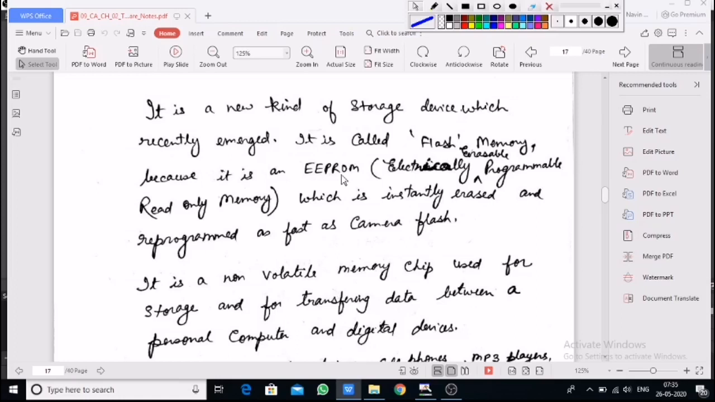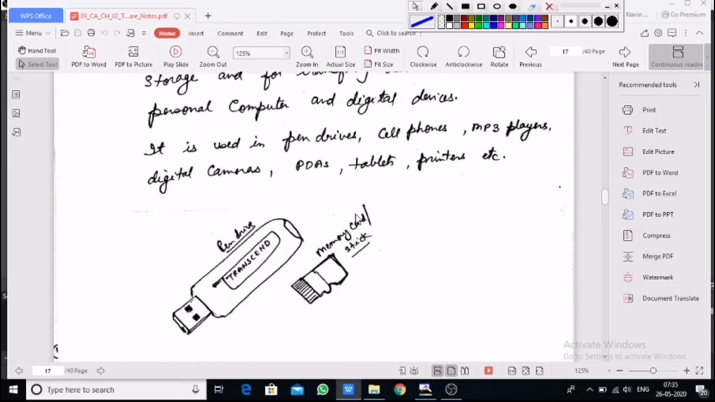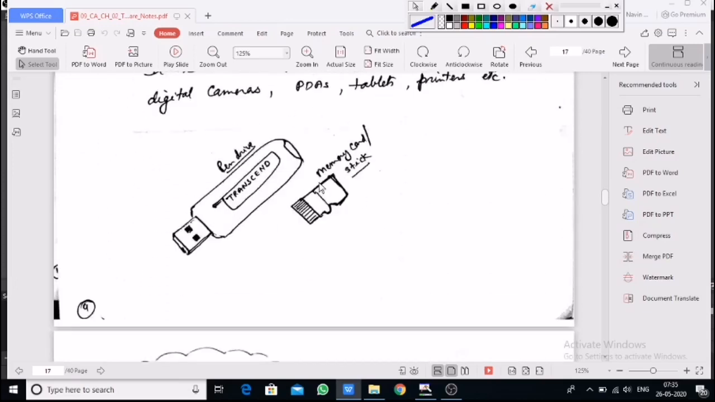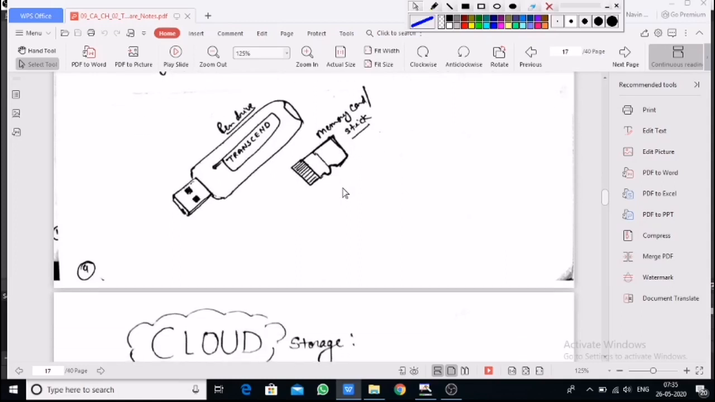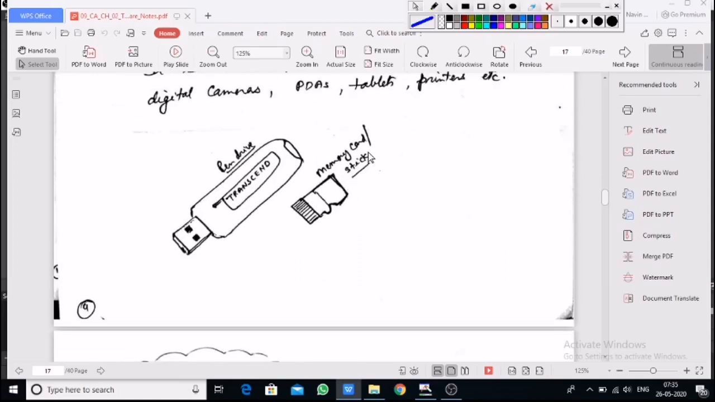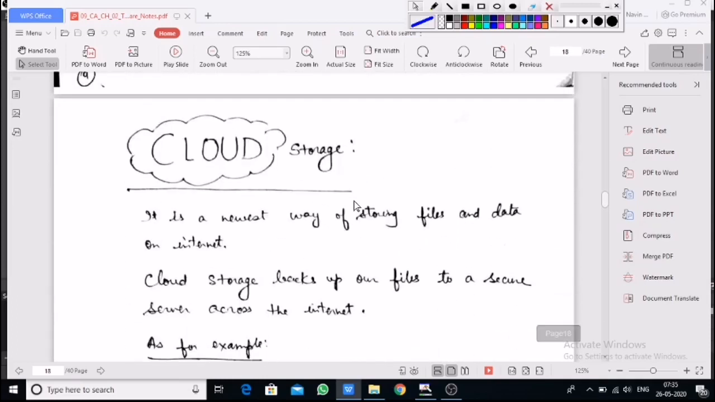In EEPROM it is possible to electronically erase the data and rewrite the data, right, at lightning speed. In flash memory EEPROM is used. That is why it is known as flash memory. In a pen drive EEPROM is used. These are examples: pen drive and memory stick, all flash drives. A memory card or stick is also an example of flash solid state memory, and pen drive also. If it is asked, then just give the answer correctly.